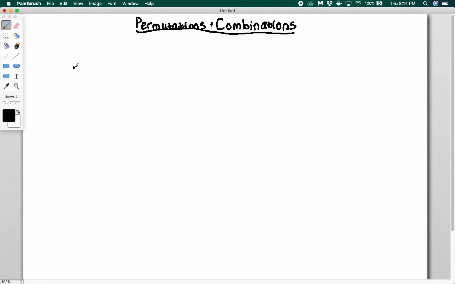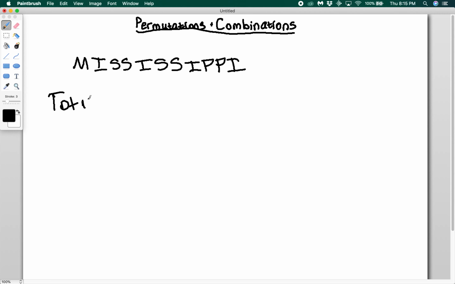Now our word is going to be Mississippi. The thing that makes Mississippi a little bit trickier is that there are repeat letters, right? We have 4 S's, we have 4 I's, and we have 2 P's, okay? So let's say now for Mississippi, I want to know what's the total number of permutations of Mississippi, okay?